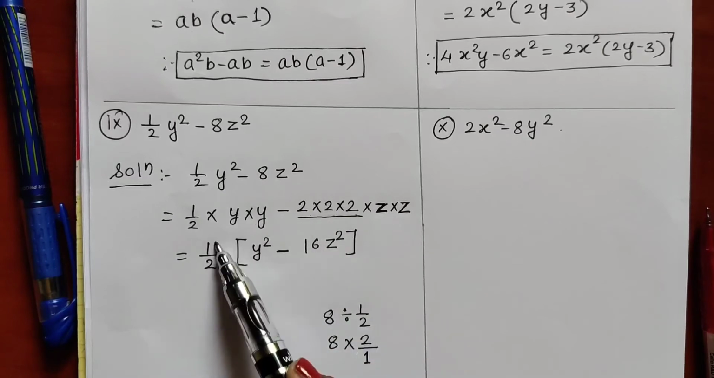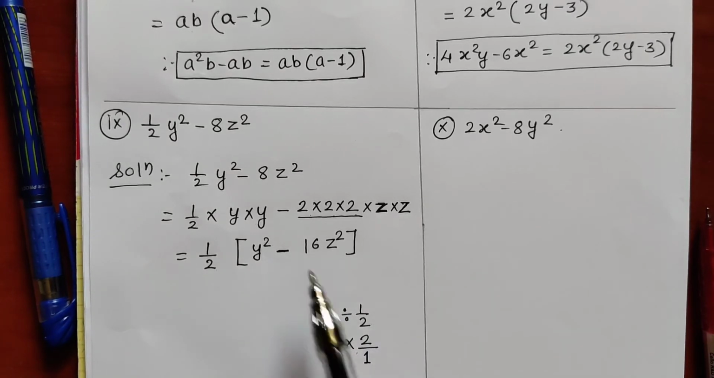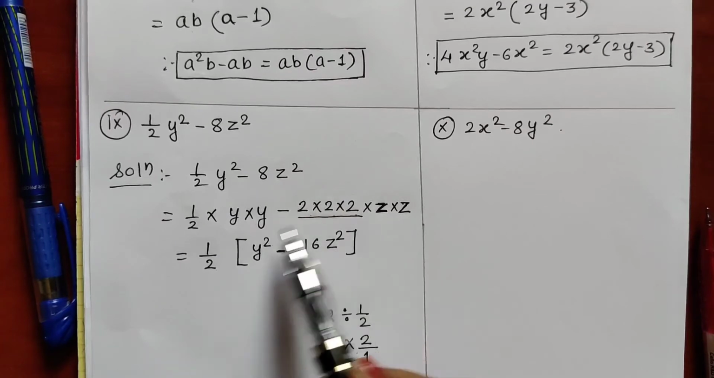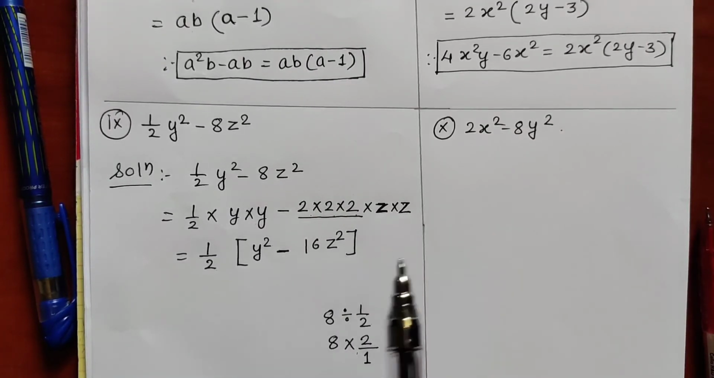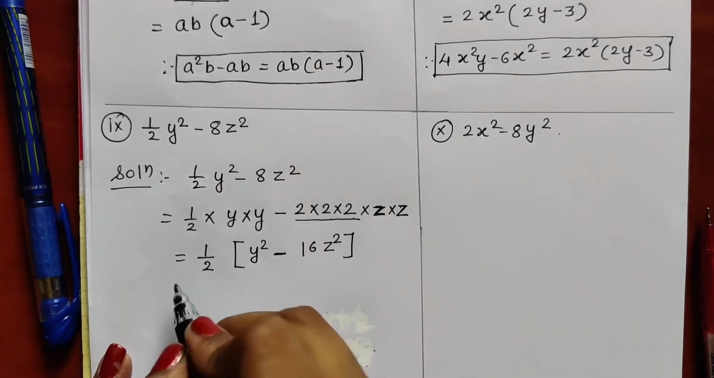From the second term, 8 is the coefficient. From 8 we have taken 1 upon 2 common, that means we are dividing by 1 upon 2, which means multiplying by 2 upon 1. So 8 multiplied by 2 upon 1 is 16. So when you take out common 1 upon 2 from 8, 16 is remaining. It is not 4. Always keep this in mind. In this way we have to take out common. So now let us continue.